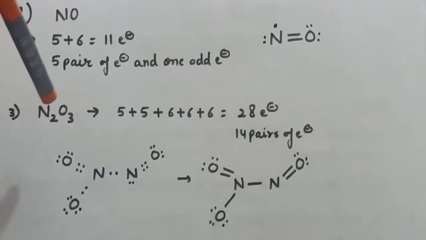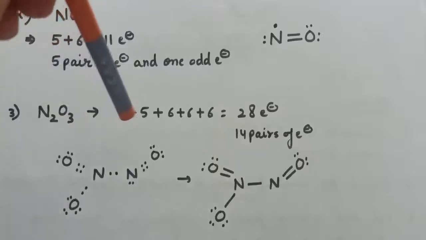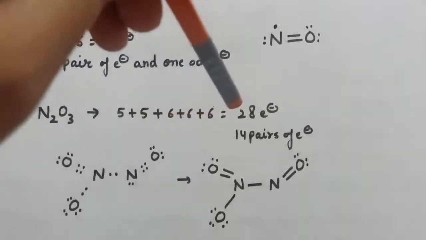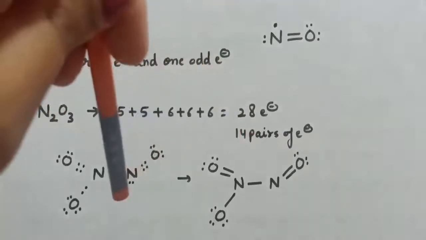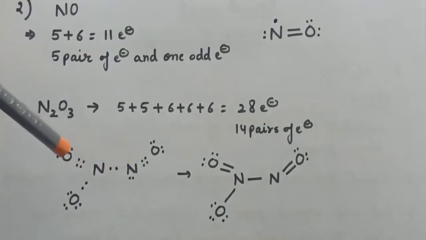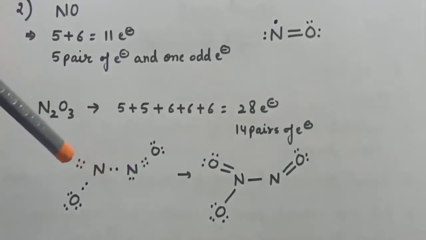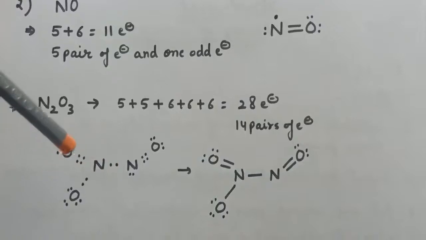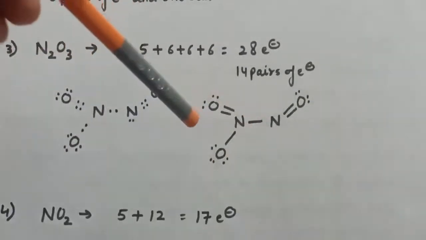Similarly the third oxide of nitrogen is N2O3. In a similar manner we can calculate the total number of valence electrons. After that we can calculate the pairs of electrons, and first of all we will put one pair of electrons between these atoms to represent a single bond. After that we will complete the octet of each atom. So this is the structure for N2O3.